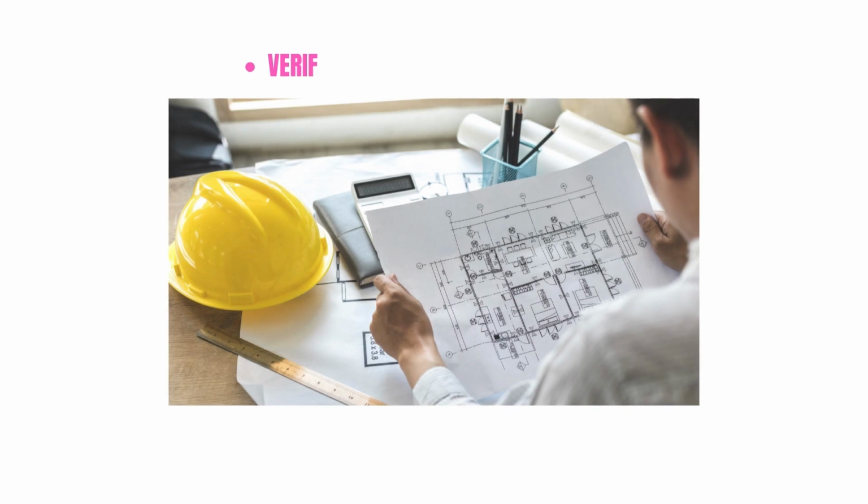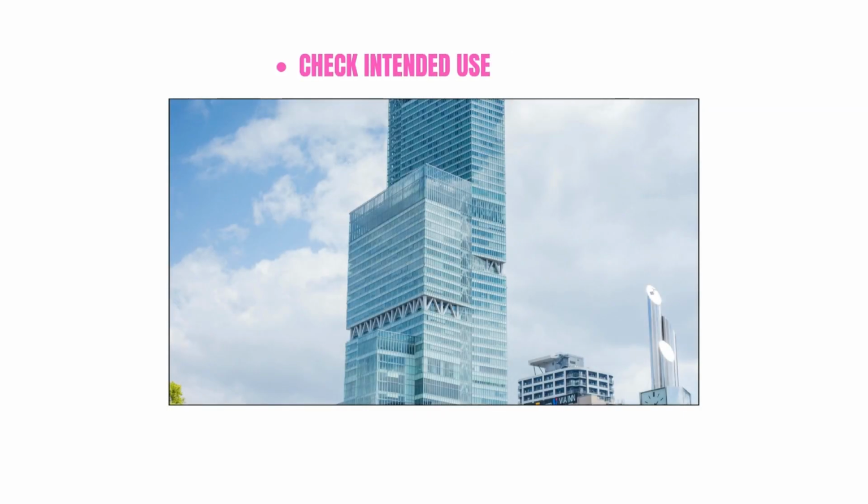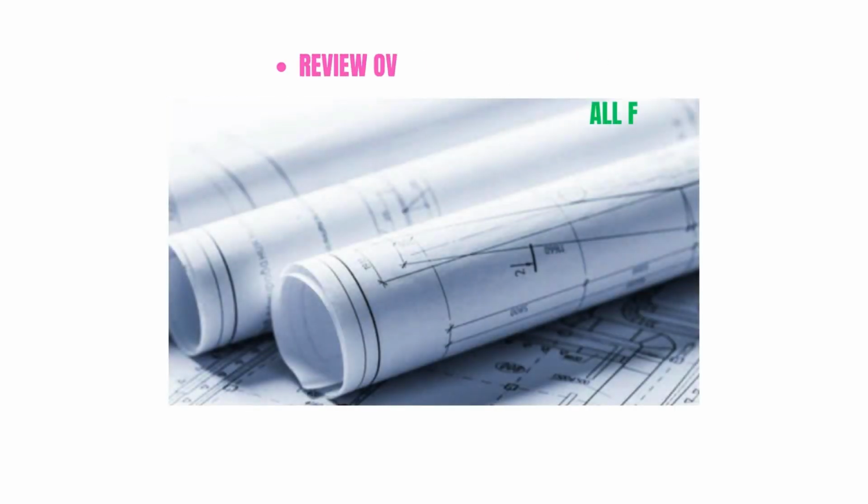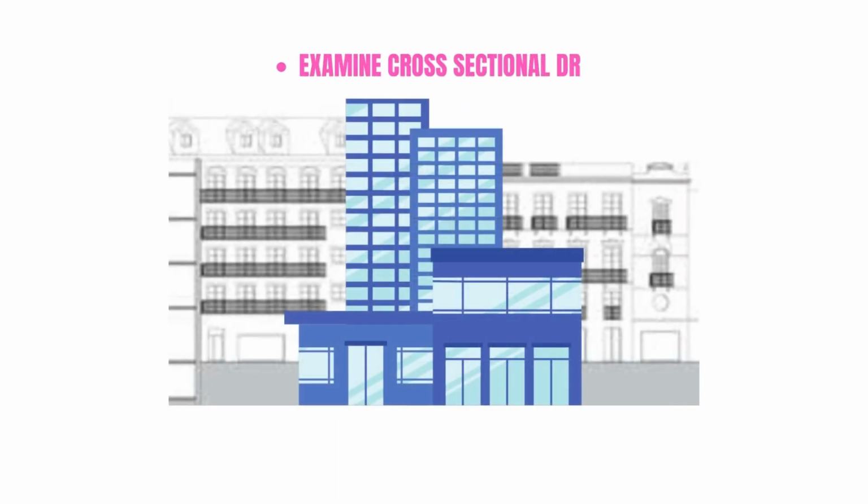While reviewing these drawings, we need to verify the overall office building length, width and height. Check the intended use or application of the building. Review overall floor plans. Finally, examine the cross-sectional drawings of the building.